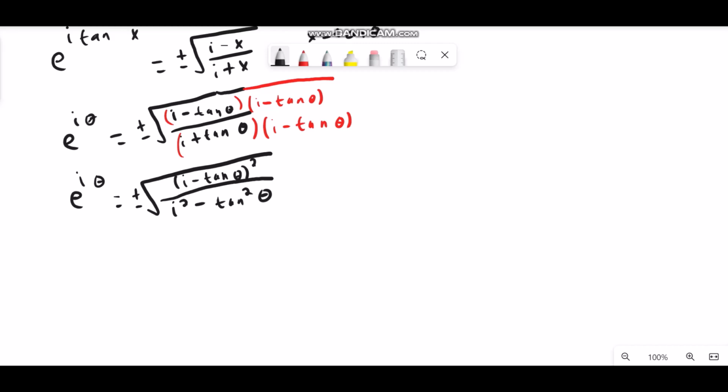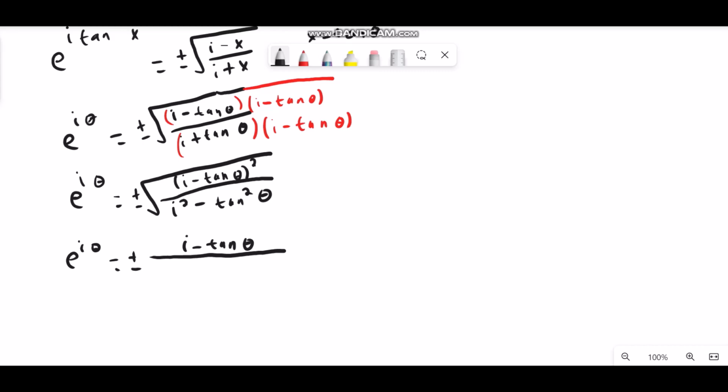This is e to the i theta equals plus or minus. Now, let me put down the fraction bar first, and I'll take the square root on the top and the square root on the bottom. Because when I take the square root on the top, we have the square right here. Those will cancel out. So we just have on the top i minus tangent theta.